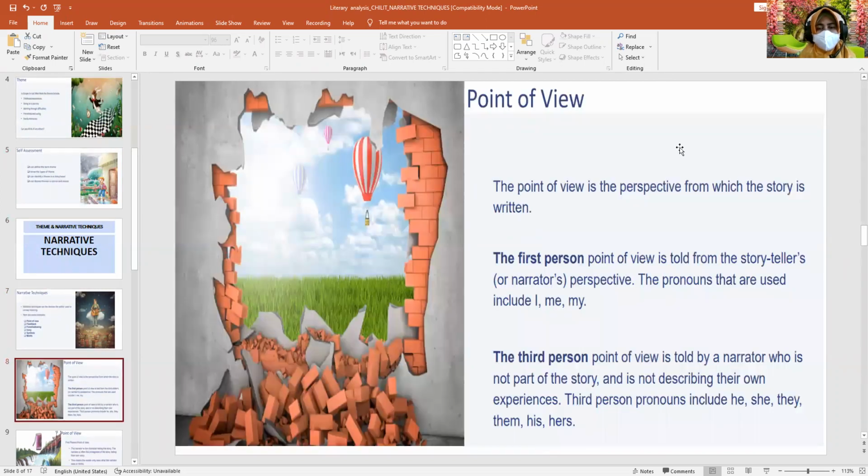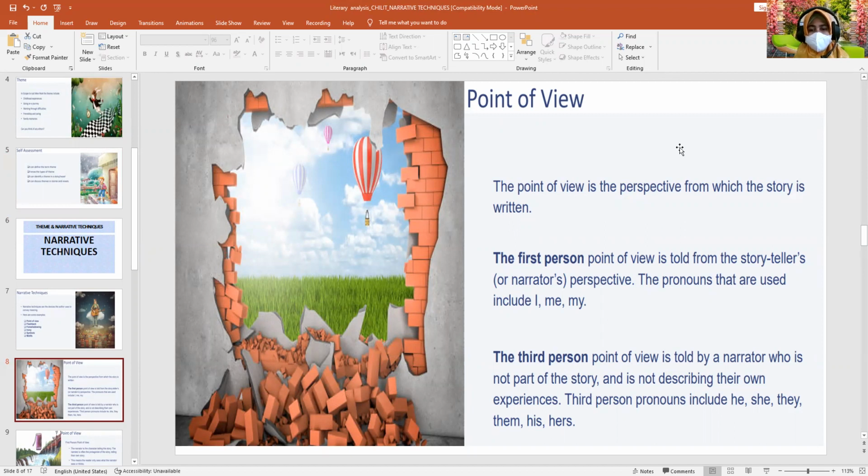Let's talk one by one, starting with point of view. The point of view is the perspective from which the story is written. Is it the first person or the third person, for example? The first person point of view is told from the storyteller's or narrator's perspective. The pronouns used include I, me, my. So these pronouns indicate the first person point of view.